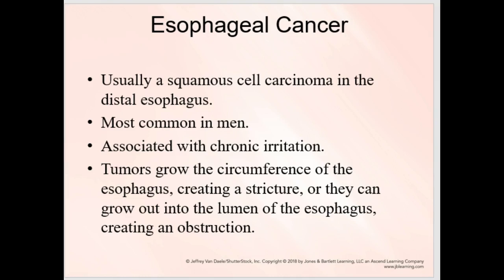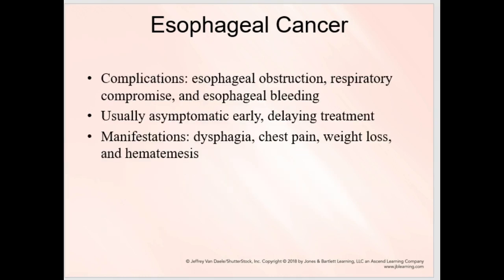So what that can lead to, if you can imagine the esophagus as a tube entering the stomach, it can cause a stricture or a thickening of the esophagus that actually will tighten down the opening until it's almost closed off. And you can also have tumors which will grow into the opening of the esophagus, also creating an obstruction, which we had spoken about previously, those obstructions. So you could have a respiratory compromise in addition to those obstructions, and also esophageal bleeding leading to blood and vomit. Usually asymptomatic early. That's why these tumors grow big enough to block off the esophagus.